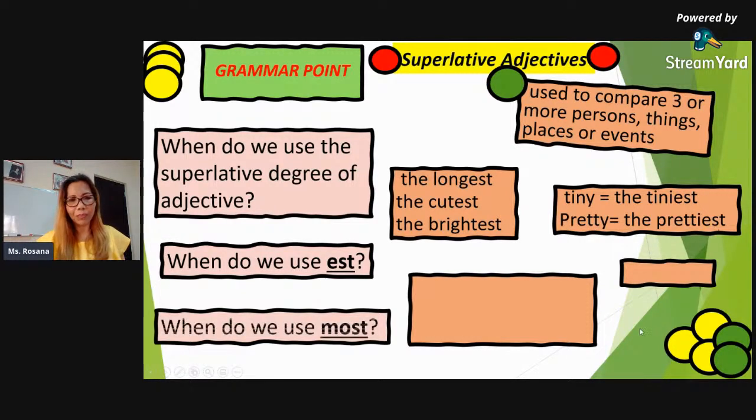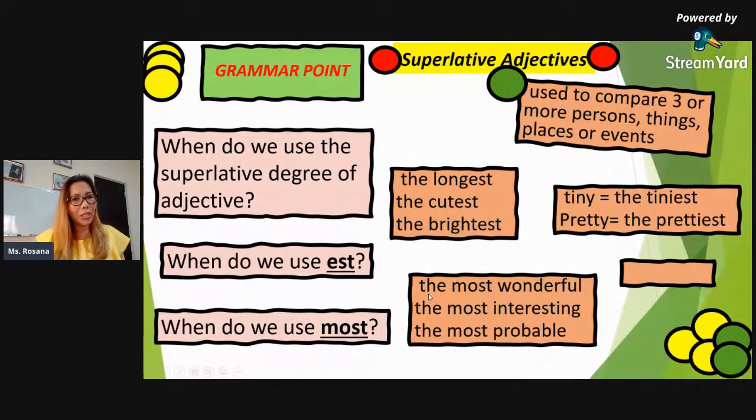Okay? Now, when do we use most? Generally, we use most for long adjectives or 3 or more syllable adjectives. But as I've said earlier, the most unique. Unique is only 2 syllables, but still we use most.